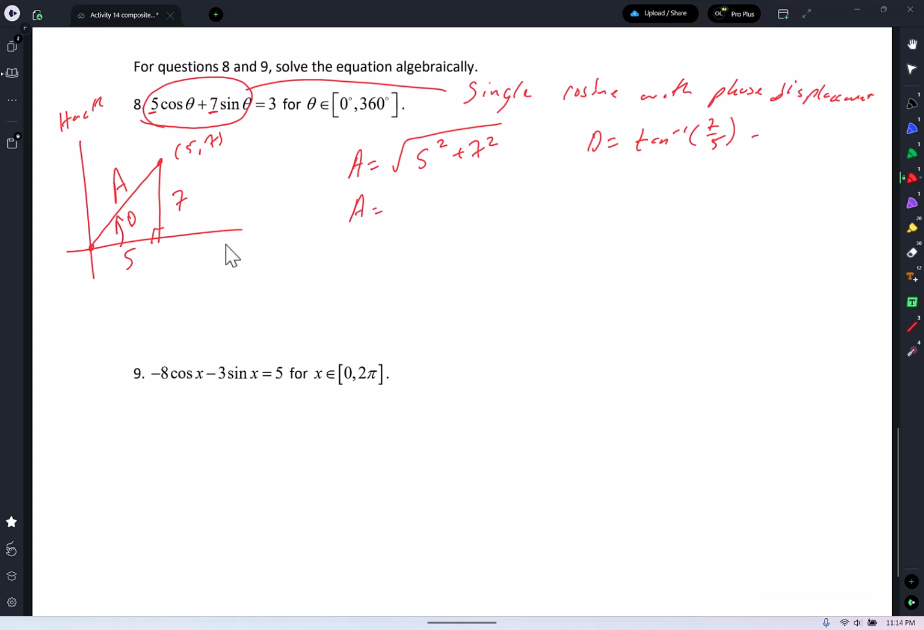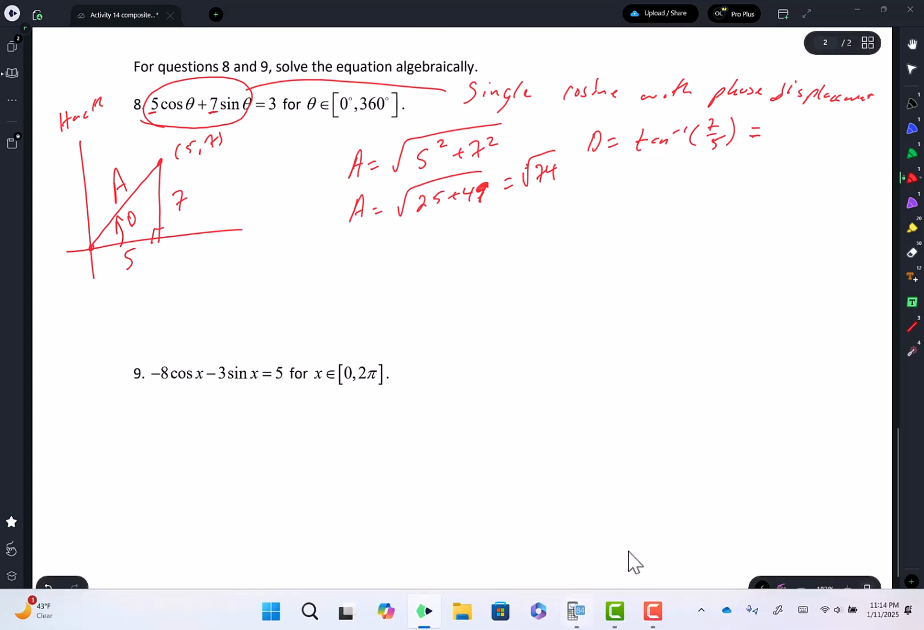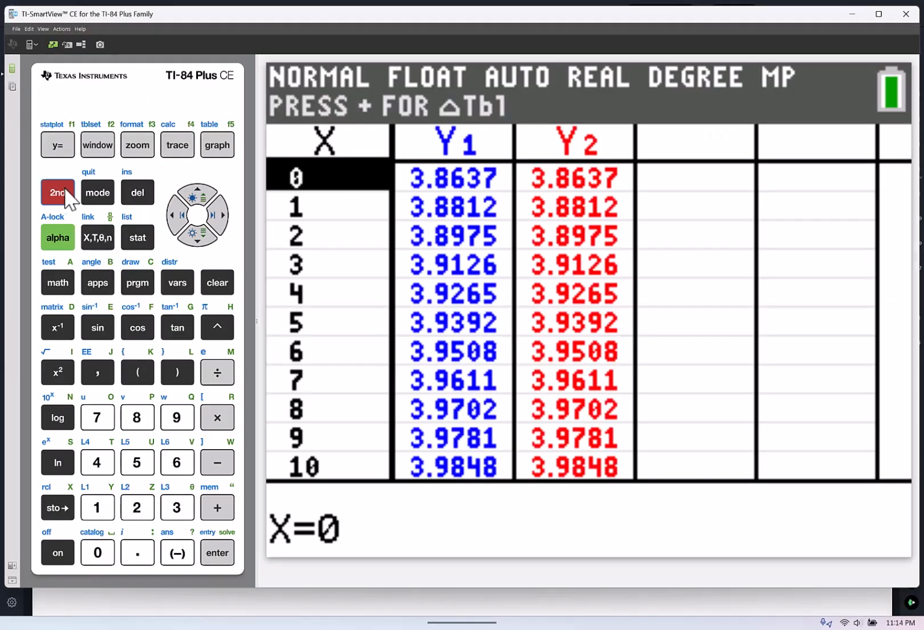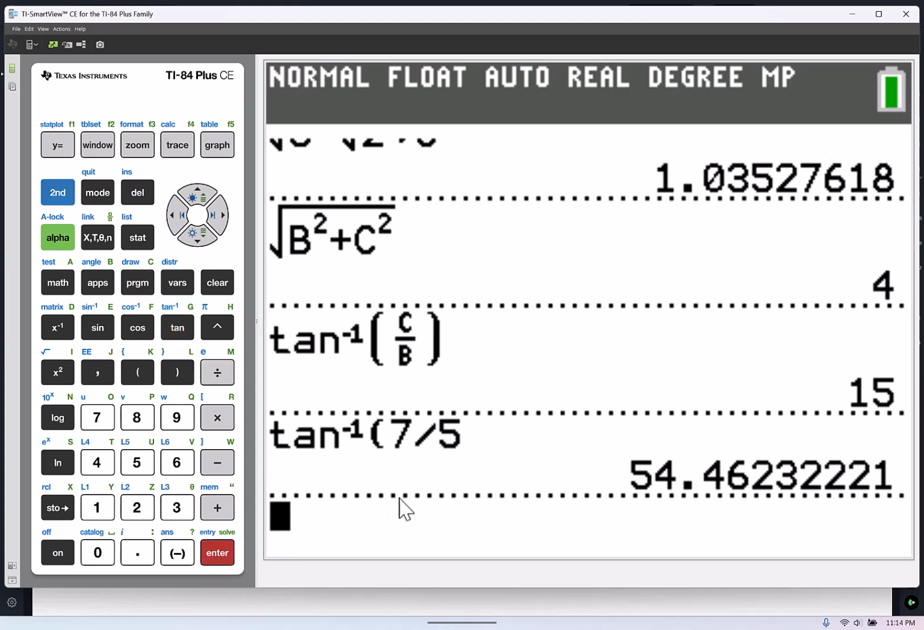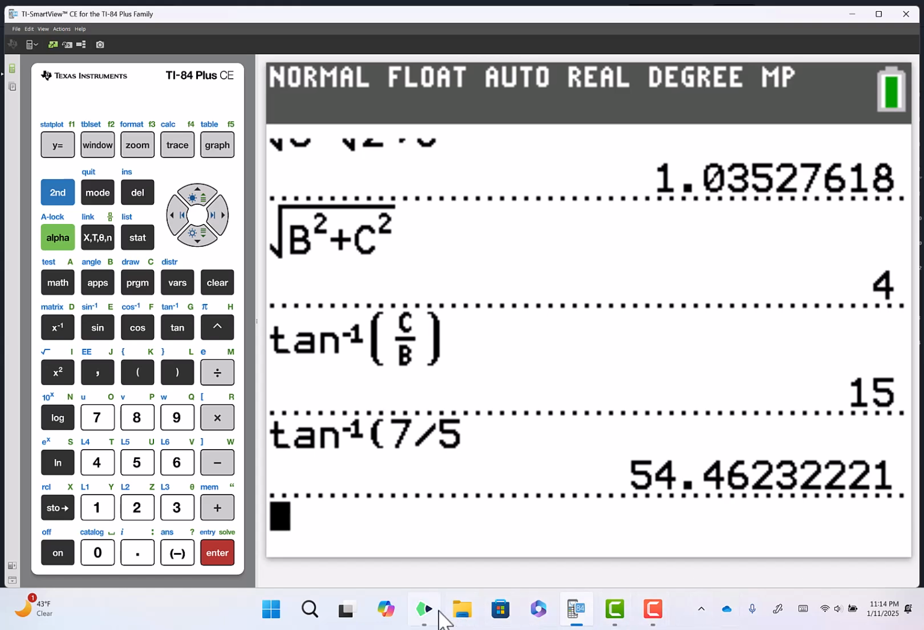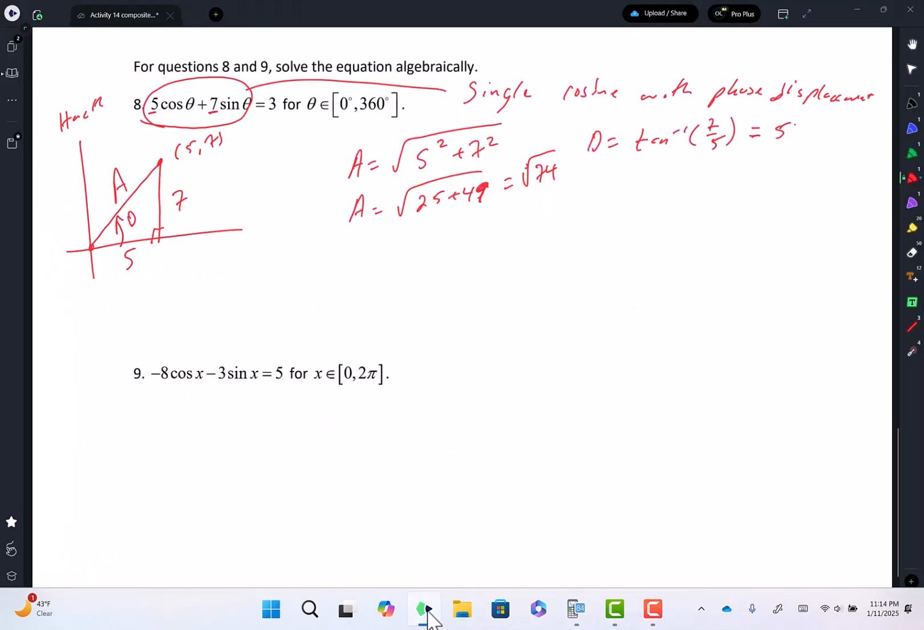So let's see what this is. 25 plus 49. I said 49 and I wrote 45. That's 49. So that was 50. That would have been 75. So 74. So square root of 74. And arctan of 7 over 5. So I'm going to take my calculator. I'm going to go second quit, second arctan, 7 over 5. So this is 54.462 degrees. So there it is.